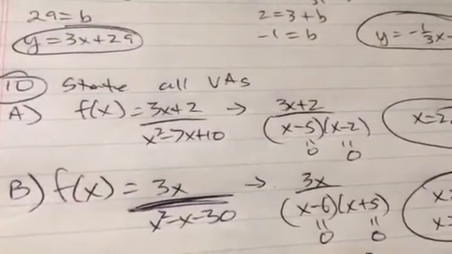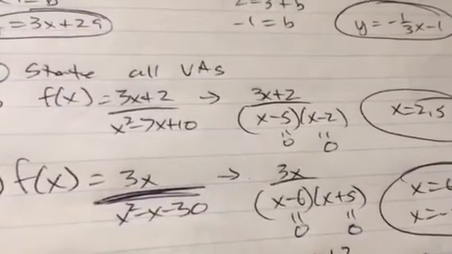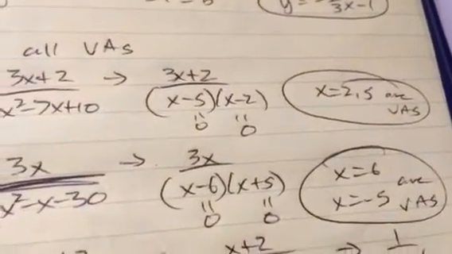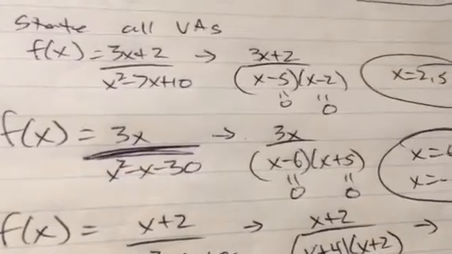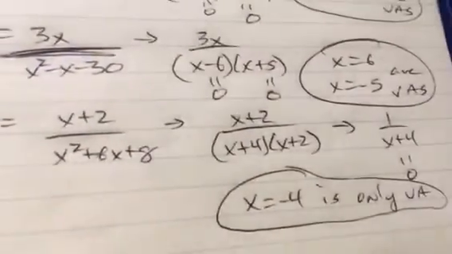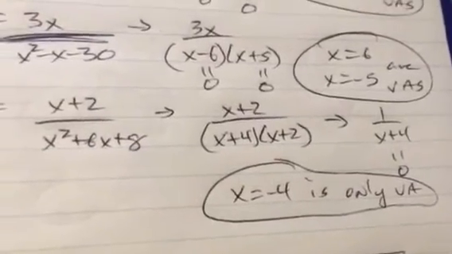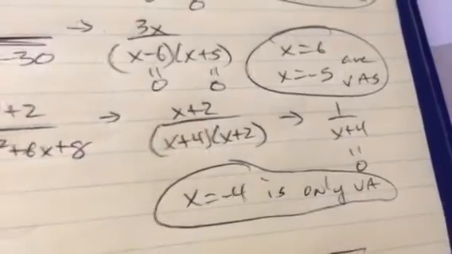State all vertical asymptotes. Make sure you factor the top and the bottom just in case something cancels. At the bottom, x minus 5, x minus 2 equals 0. You get x equals 2 and 5. None of those canceled. They're both vertical asymptotes. On b, that factors to x minus 6, x plus 5. Set them both equal to 0. You get x equals 6, x equals negative 5, are vertical asymptotes. And on c, the bottom factors, and you have a cancellation. So that x plus 2, if you set it equal to 0, x equals negative 2 is a hole, whereas x equals negative 4 is the vertical asymptote.